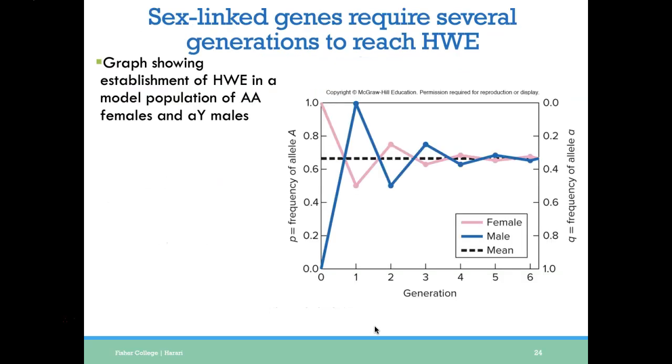Talking about sex-linked genes, it's a little trickier. Sex-linked genes require several generations to reach Hardy-Weinberg equilibrium. So you need more than a couple of random matings to reach Hardy-Weinberg equilibrium. Take a second to look at this graph. This graph shows how Hardy-Weinberg equilibrium is reestablished in a population that starts with all big A females, where A is on the X chromosome, and little a, Y males. So all recessive males and all homozygous dominant females.